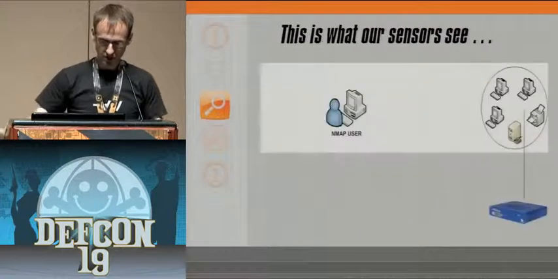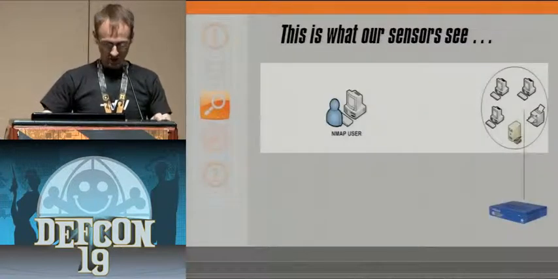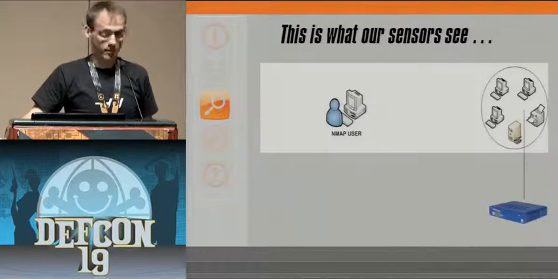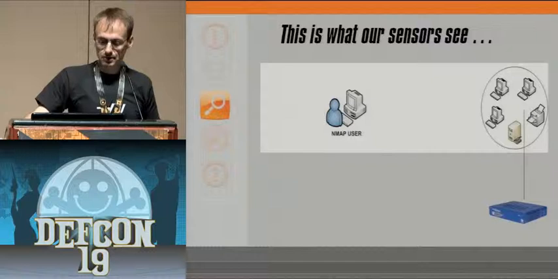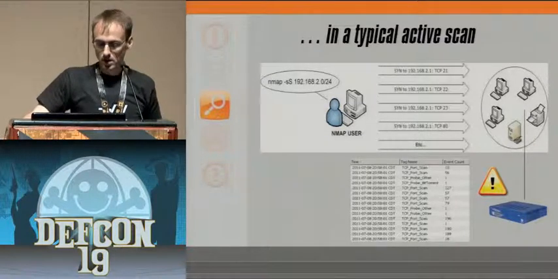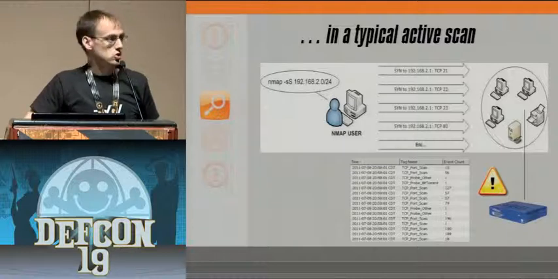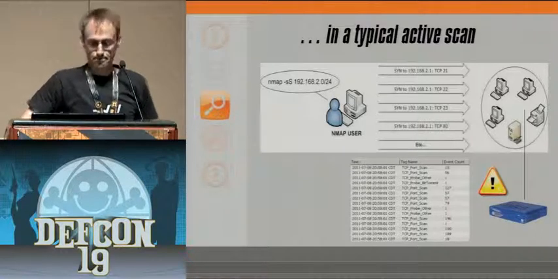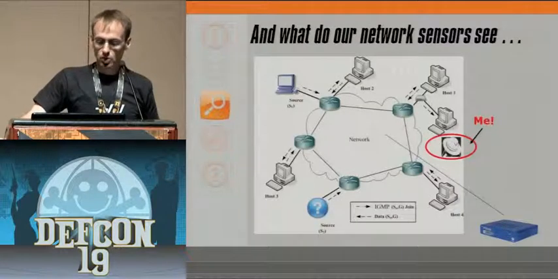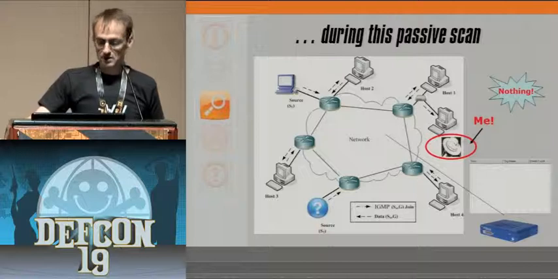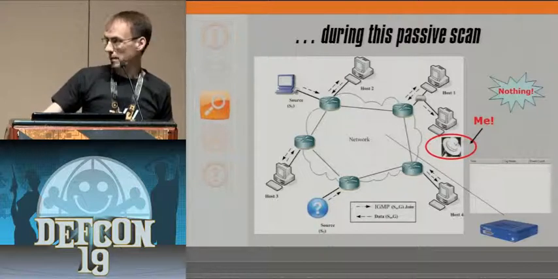All right, the demonstration. I wanted to quickly take a look at comparing the active scan versus this type of passive scan. This is what our sensors see in a typical active scan, and that's our Nmap user there. It lights an IPS up like a Christmas tree. This is not even all of the signatures that fired. And what do our network sensors see? There's me there. During this passive scan, they see absolutely nothing.